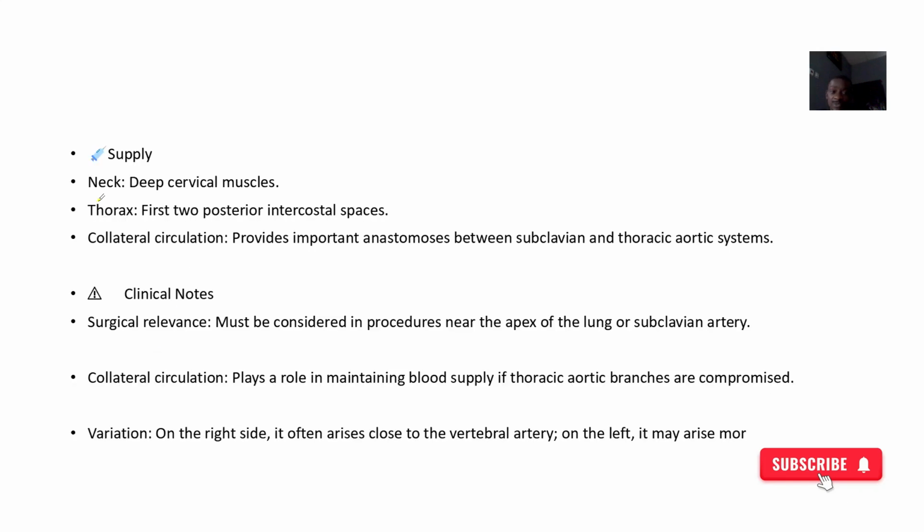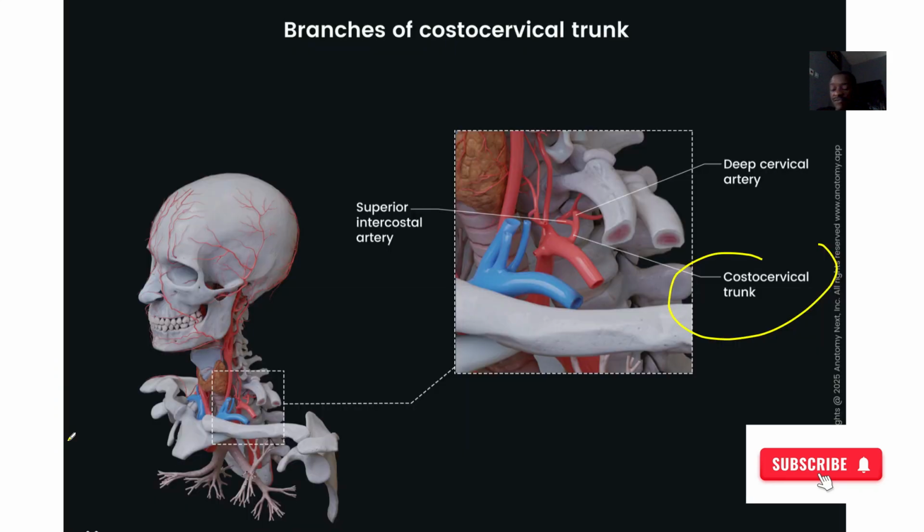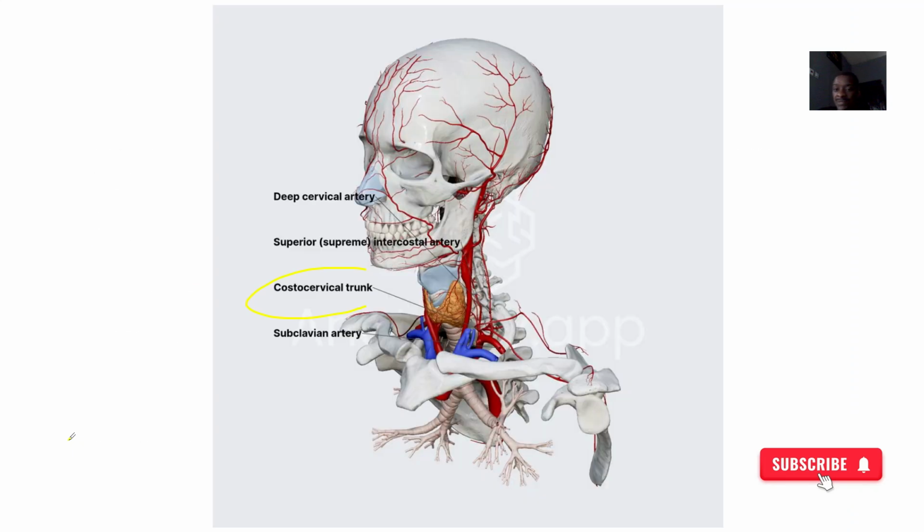So it supplies regions around the neck and around the thorax, and also forms collateral circulation because of the various branches it has, forming all those alternative routes. So it's very important. We study it because it's important in surgery, so as to understand the collateral supply and the variations it can have from one human being to another.